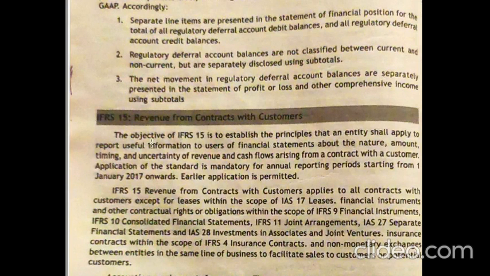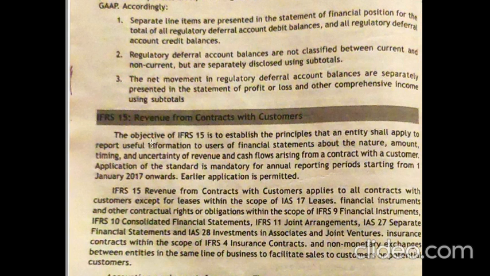IFRS 15, Revenue from Contracts with Customers. Here, IFRS 15 is an international financial reporting standard introduced by the International Accounting Standards Board, providing guidance on accounting for revenue from contracts with customers. So it was established to provide guidance for accounting for all the revenue recognized from a contract with customers. It was adopted in 2014 and became effective in January 2018.